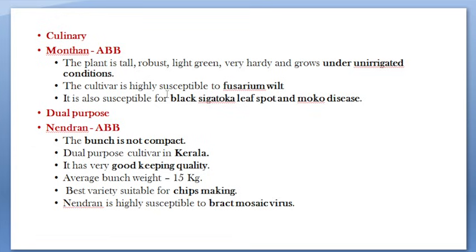Even under unirrigated condition we can grow this, but it is susceptible again to Fusarium wilt and also black Sigatoka and Moko disease. Some of the varieties we can use as dual purpose, both dessert as well as culinary. Say, Nendran is the one. The bunch is not that compact. Keeping quality is good and it is suitable for chips making.